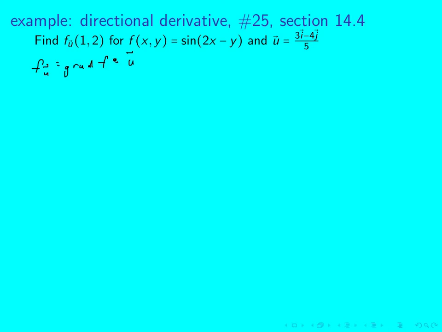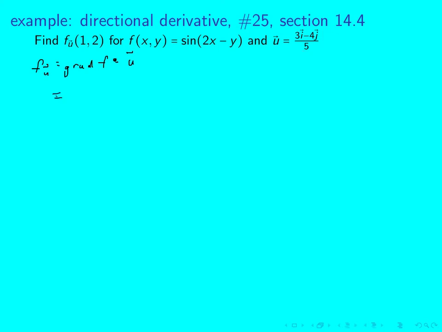So here's another example, and this time we'll calculate what we started with, the directional derivative for this function, sine of 2x minus y, in the direction of the unit vector 3i minus 4j over 5. So notice this vector is already a unit vector. If you were given a direction that wasn't a unit vector, you'd first need to normalize that vector. Okay, so first let's find the gradient in general, and then we'll plug in the desired point.